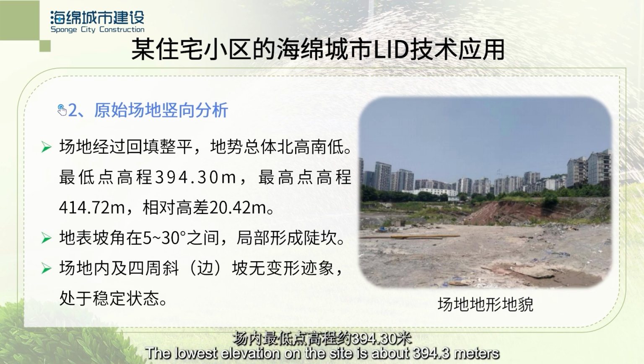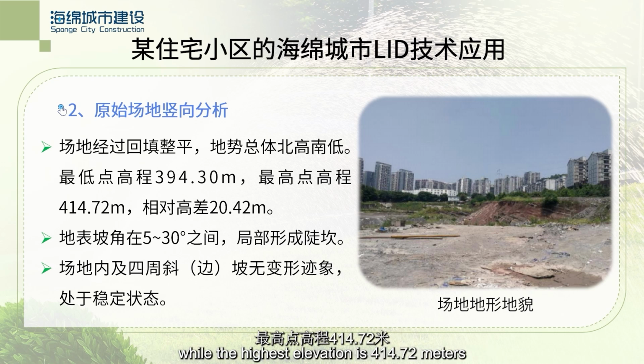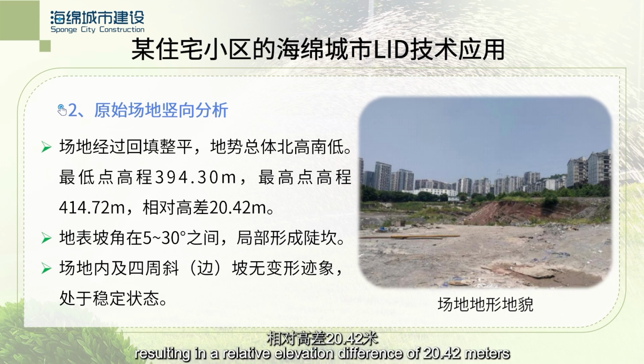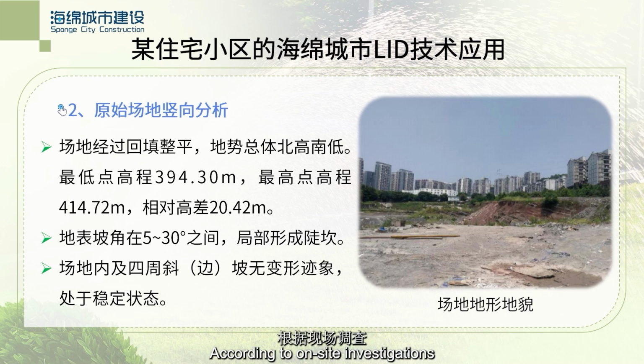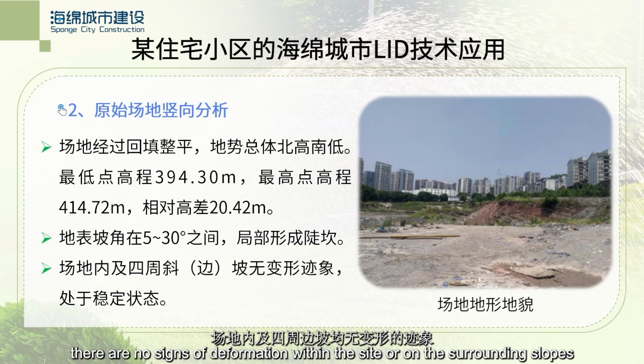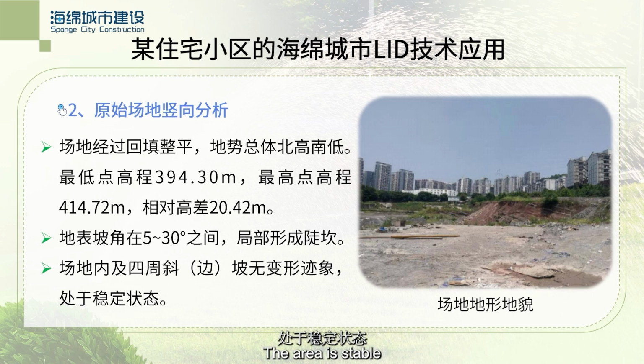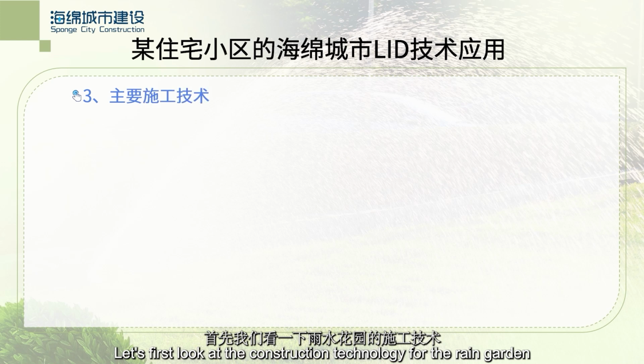The lowest elevation on the site is about 394.3 meters, while the highest elevation is 414.7 meters, resulting in a relative elevation difference of 20.4 meters. According to on-site investigations, there are no signs of deformation within the site or on the surrounding slopes. The area is stable. Let's first look at the construction technology for the rain garden.